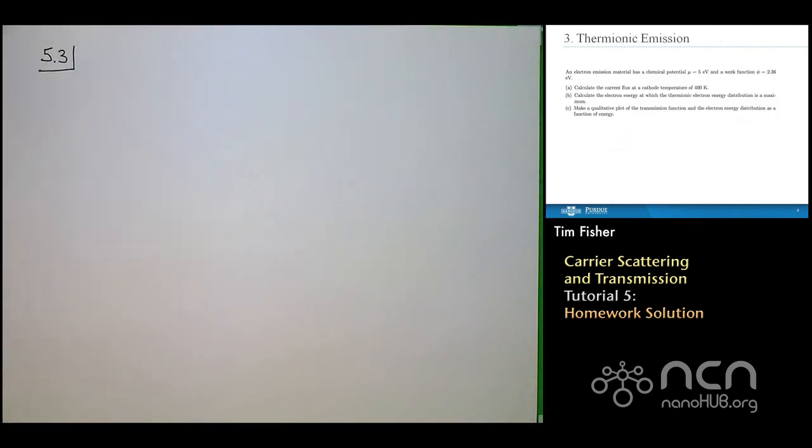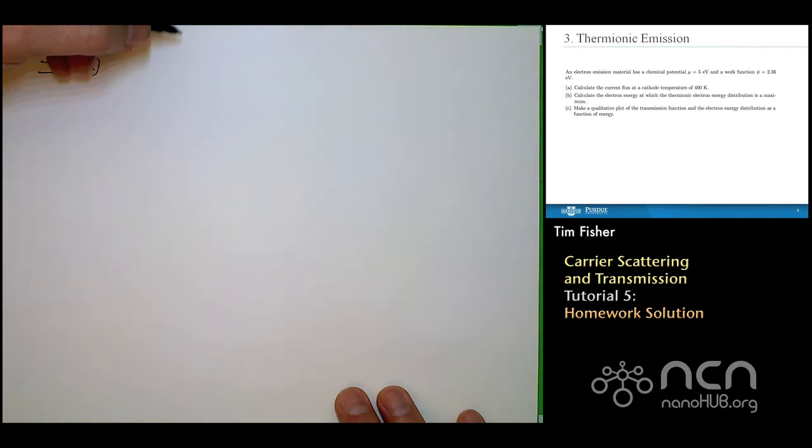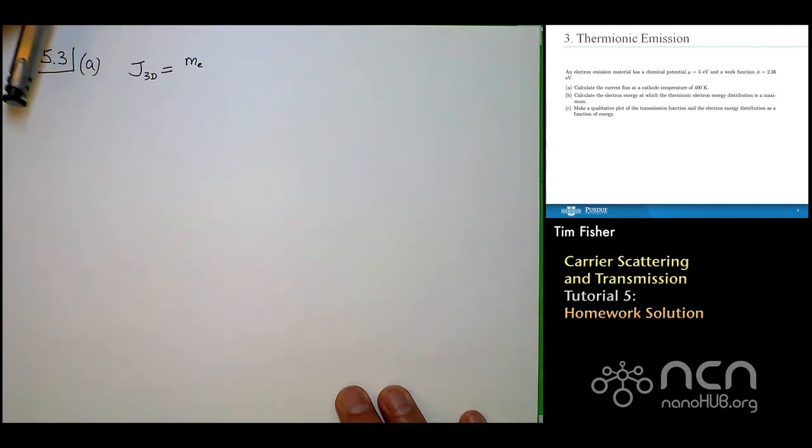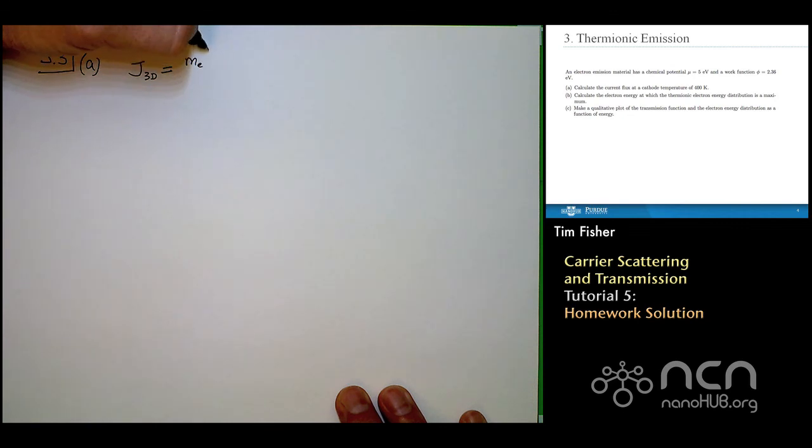All right, we're solving problem 5.3, and in part A, we're asked to calculate the current density for a material with a given work function and electrochemical potential. And so to do this, we use the Richardson-Dushman equation. So this J, this is a three-dimensional material. This equals the electron mass, we're assuming here a free electron metal, multiplied by a number of different constants. I'll just write them out here. This is coming from the course notes.